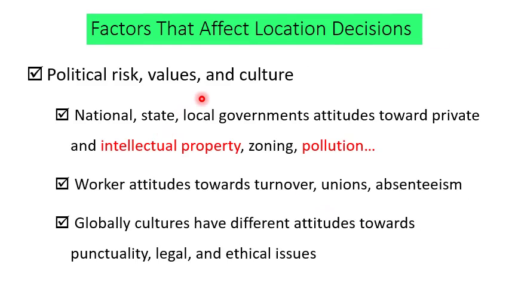The other is political risks and values and cultures. The political uncertainty or the stability of the country is one of the critical success factors. The nation, state, and local government's attitude towards private and intellectual property, zoning, pollution, rules and regulations can be factors which affect the location decision. And the other is worker attitude towards turnover, unions, absenteeism, and other factors. Globally, cultures have different attitudes towards punctuality, legal and ethical issues. So we need to consider all those factors while we select the locations.